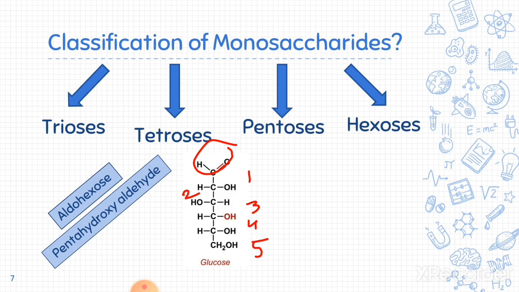This glucose may also be called pentahydroxyaldehyde. What does the penta prefix mean? It means 5. So this means that 5 hydroxyl groups are present in this compound, and since this compound also contains an aldehyde group, we are calling it a pentahydroxyaldehyde.